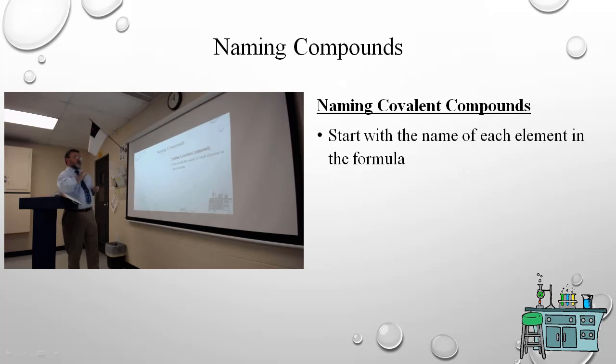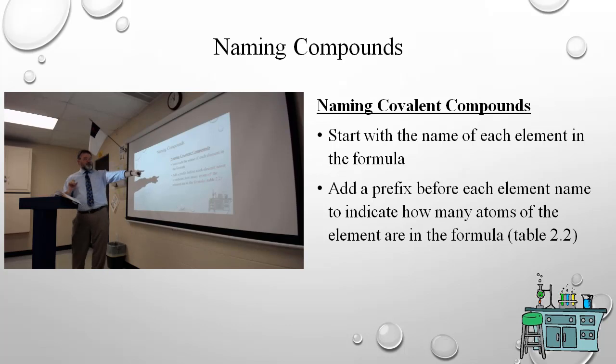Well, we start with the name of each element in the formula in order. We're going to read it from left to right using each element's name. We're going to add some additional information. We're going to take the prefixes and add them before the name. It'll make sense when we do the example.